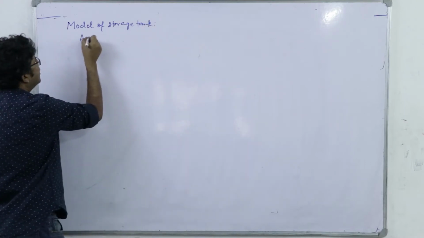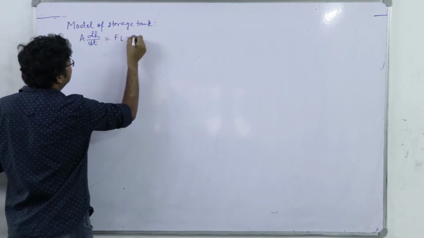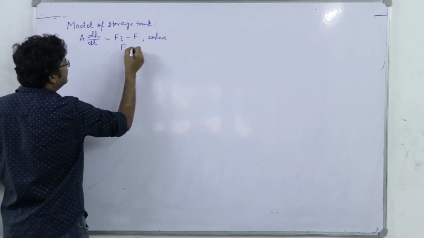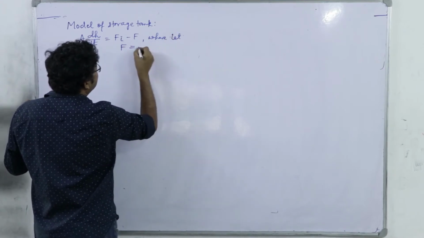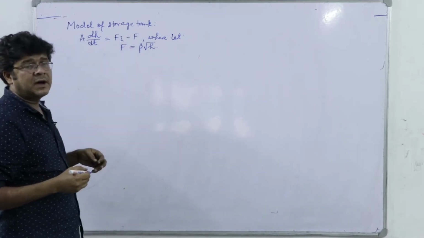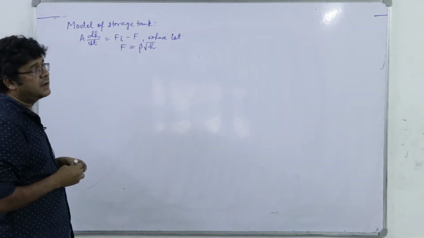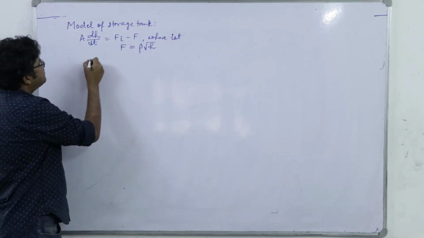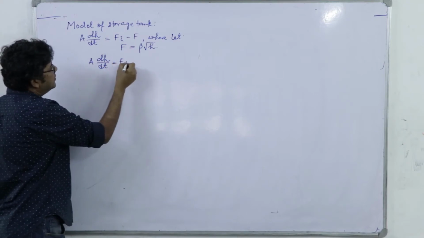we have got the final model equation as A dH/dt equal to Fi minus F, where F is equal to beta root H, which we have established from Bernoulli's equation, applying Bernoulli's equation between the liquid surface in the tank and the outlet of this effluent line. So, the resulting equation becomes this.